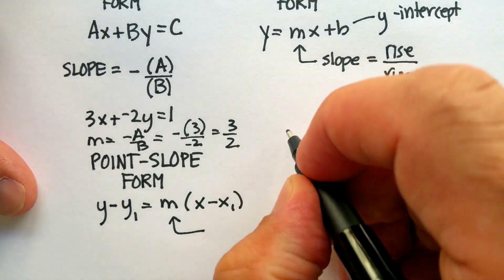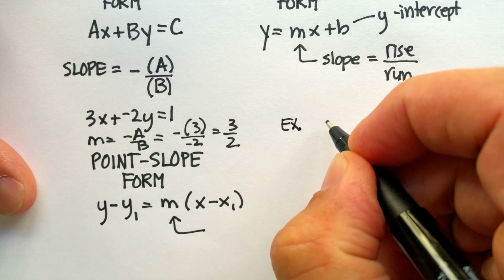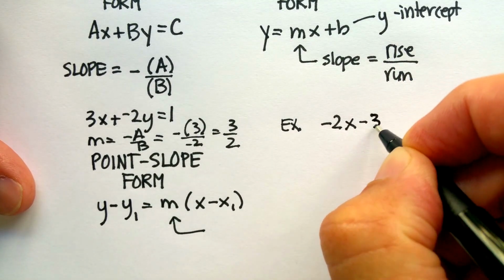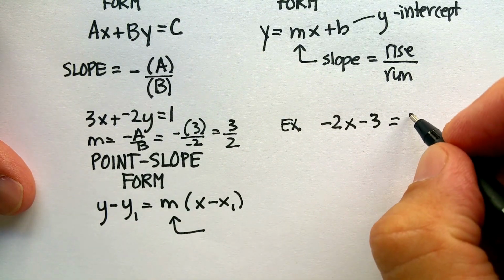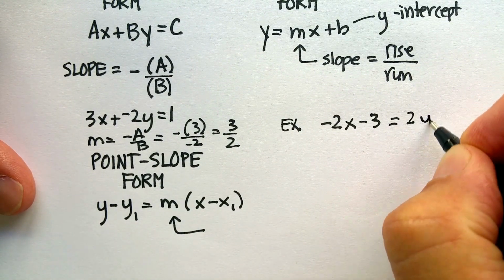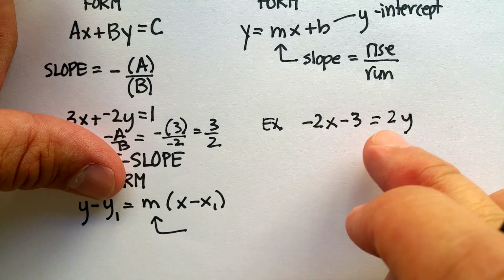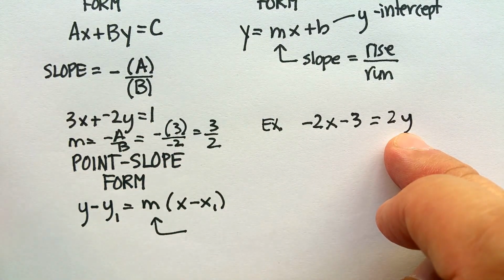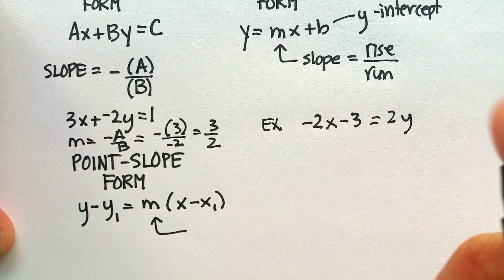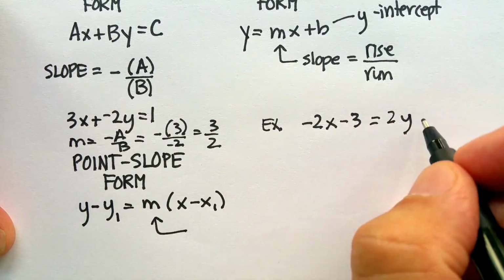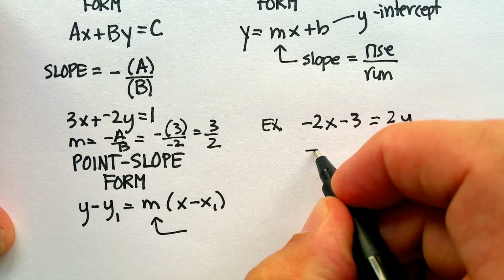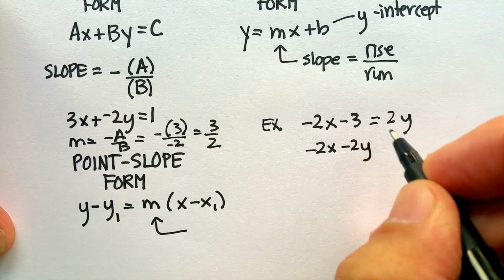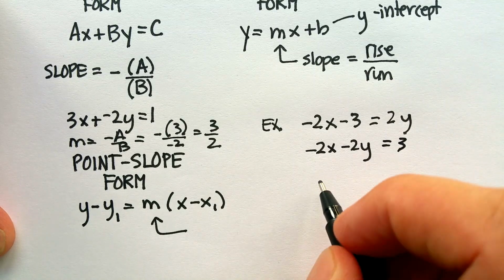Okay, so here's an example. If I have negative 2x minus 3 is equal to 2y, and I wanted you to find the slope of this, you would have to convert this to one of these forms, and let's just change it to the standard form, which means let's just move the 3 over here and the y over here. So I get negative 2x, subtract 2y from both sides, and add 3 to both sides.